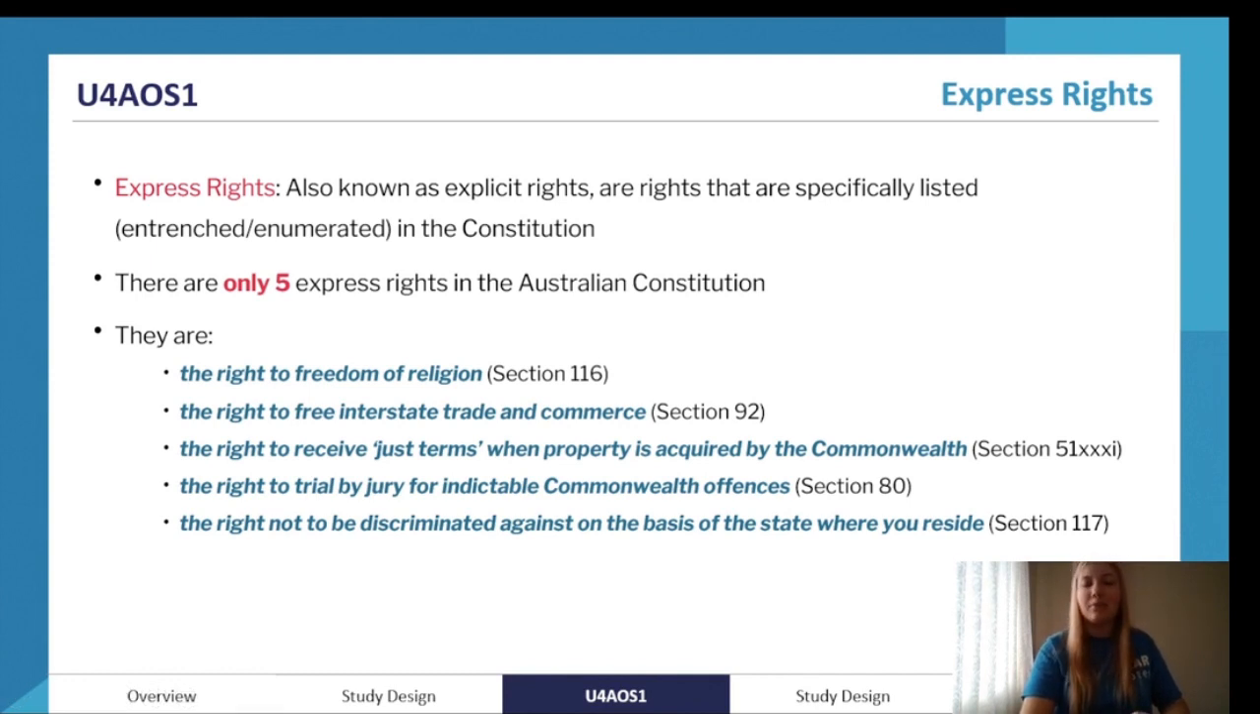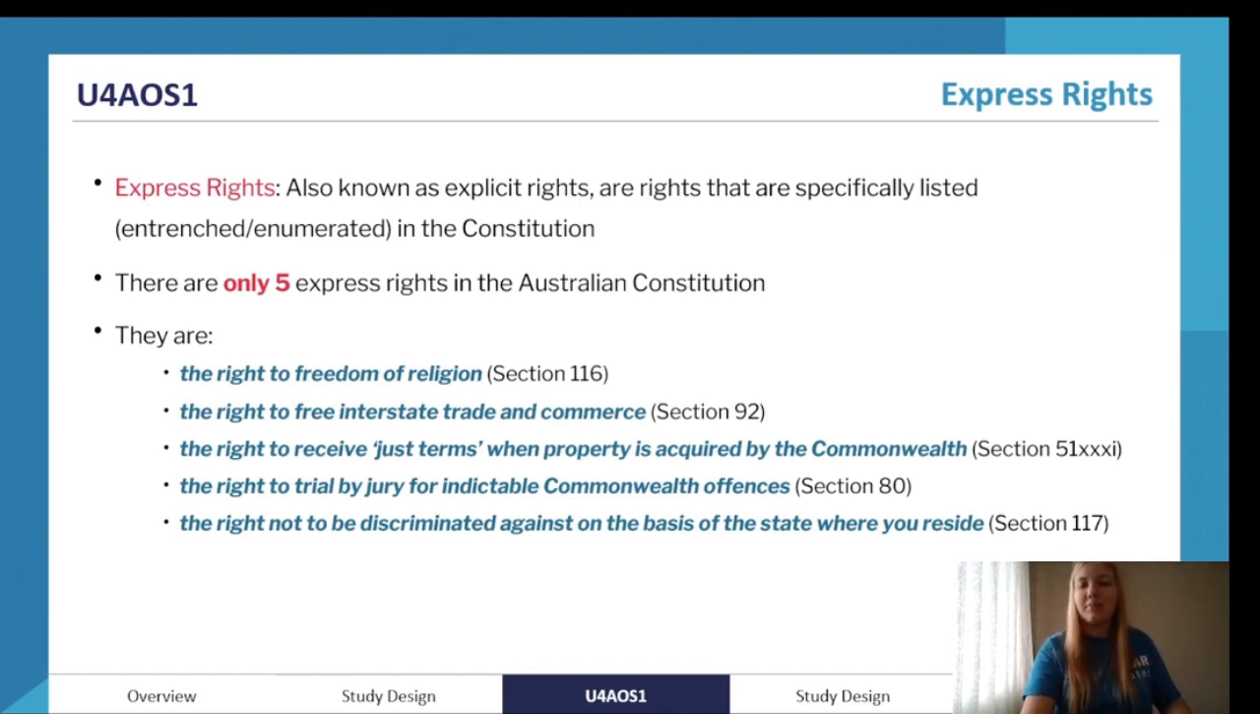Entrenched and enumerated are stronger words, however, to use. And there are only 5 protections that we have under the Australian Constitution. So you need to know all of these. You could even have a 10 marker where you have to discuss all of these. More likely so, you would have a 10 marker to evaluate all of the ways in which the Constitution acts as a check on Parliament. So be prepared for that. Have good knowledge for all of these dot points.